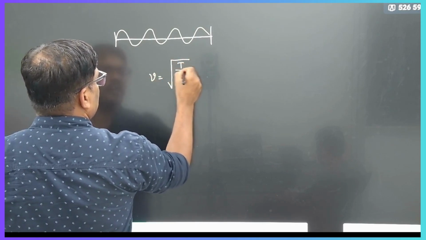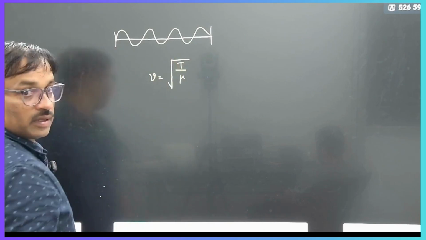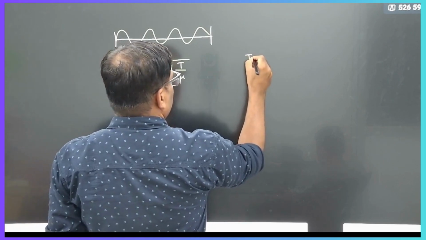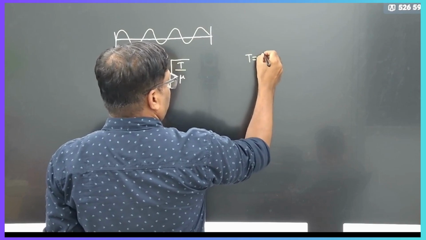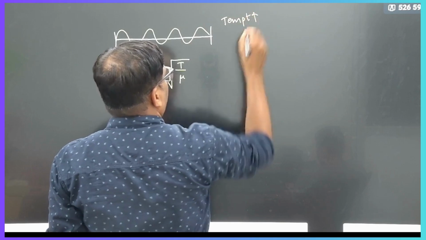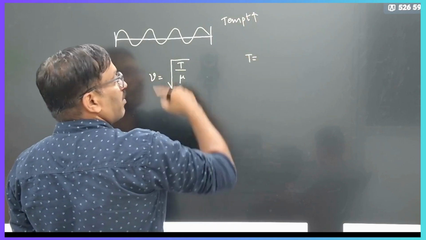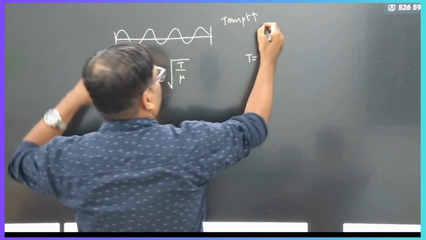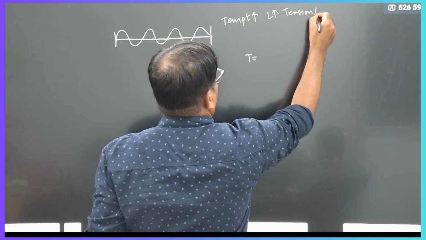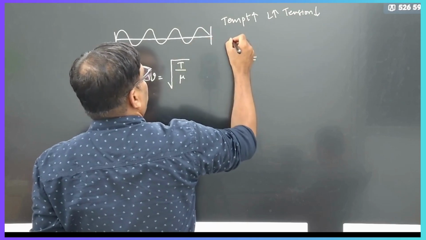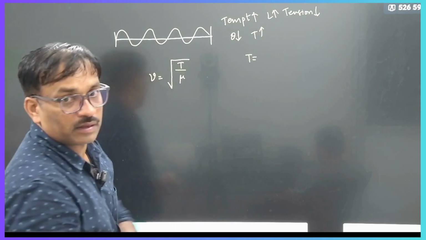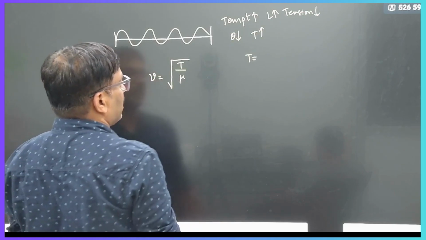You can write tension divided by mu, right? So mu is nothing but the linear mass density. Tension, you can write. What is the formula? Just now written. Therefore, when temperature is increased, what will happen? Temperature is increased, so length will increase, tension will decrease. So here temperature should be dropped, then tension will increase. Okay, keep in mind. Now what will be the tension here?